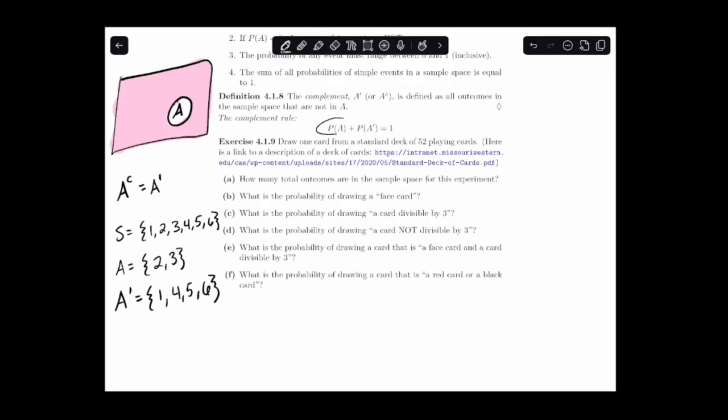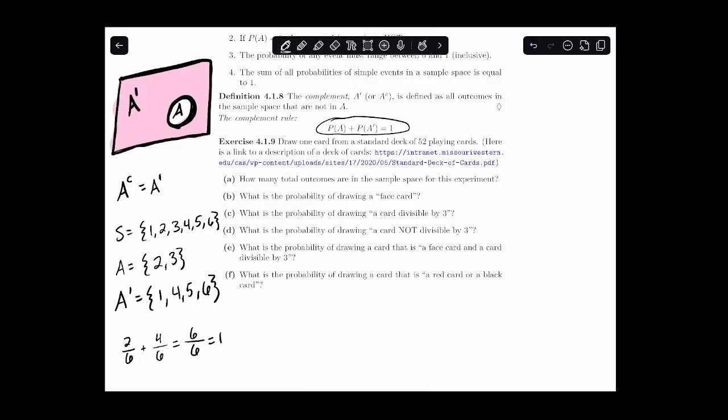And then the complement rule right here is saying if I add up the probabilities of A and the complement, I have to get 1, because that's looking at the probability of anything in the sample space. It's saying first take the probability of A and then add the probability of A complement, but that adds up to be the whole sample space, and so it should add up to 1. In our example, the probability of A would be 2/6, the probability of the complement would be 4/6, and these would add to 6/6, which is 1.